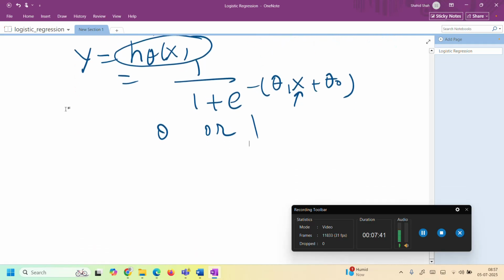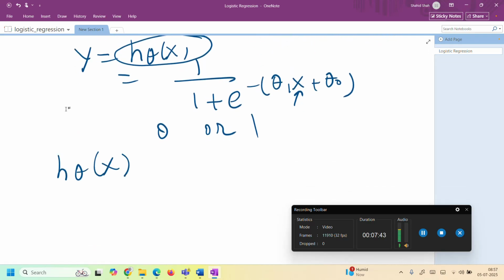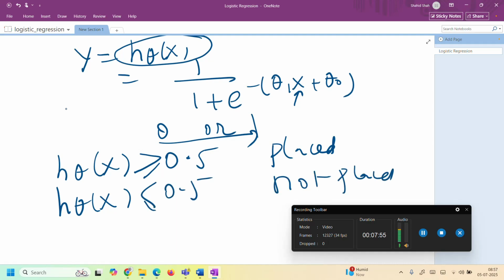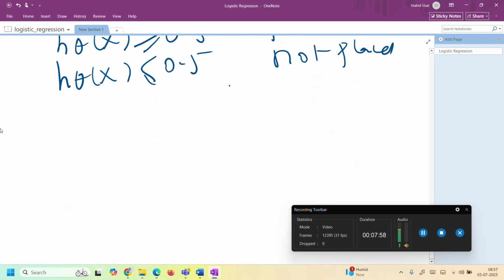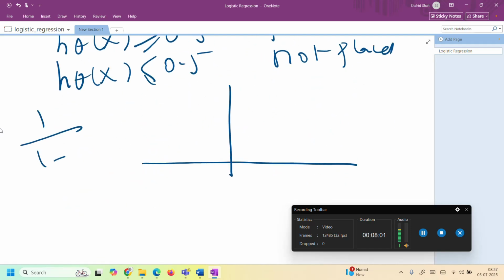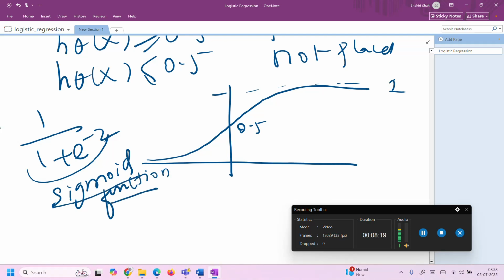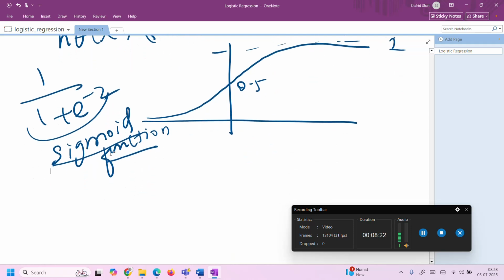What is the best way to decide whether placed or not? We say that if h theta of x is greater than or equal to 0.5, then the student is placed, because the value is near 1. If h theta of x is less than or equal to 0.5, then the student is not placed, because the value is closer to 0. In fact, if you plot this function 1 divided by 1 plus e to the power minus z, it looks something like this. So this is 1, this is 0.5, and this function has a special name. It's called the sigmoid function. This is a very important function, and in the last lecture on neural networks you will see it appearing again.